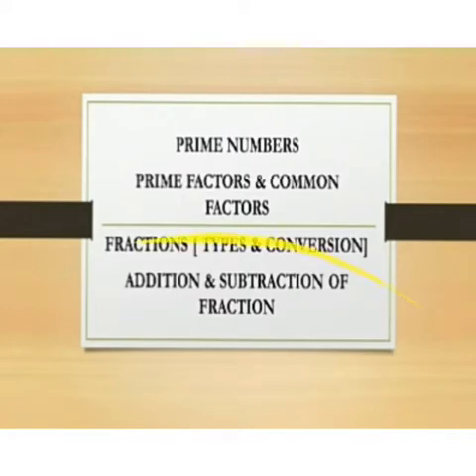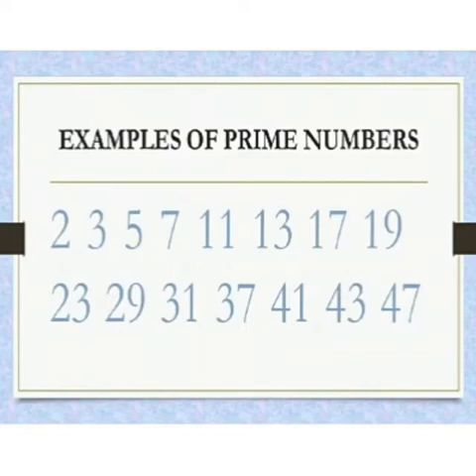What are prime numbers? Prime numbers are whole numbers greater than 1 whose factors are 1 and itself. Or you can say, prime numbers are numbers that cannot be divided by any other number except itself and 1. On the screen are examples of prime numbers. All the numbers on the screen do not have any other divisor except itself and 1. So that's why they are called prime numbers.